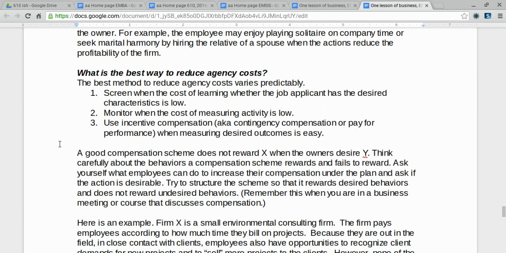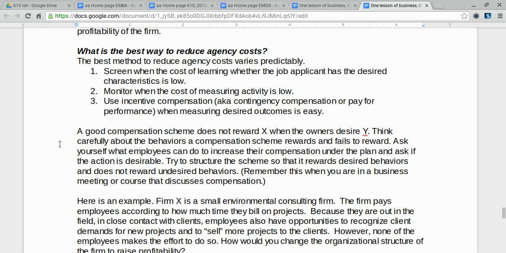The best way to reduce agency cost varies predictably. Screen when the cost of learning whether the job applicant has the desired characteristics is low. Unfortunately, job applicants also have an incentive to spin or exaggerate their good qualities and understate their bad qualities. So identifying these characteristics can be difficult.